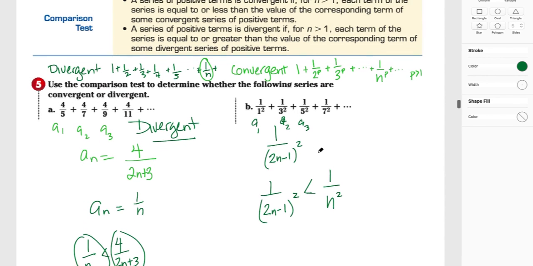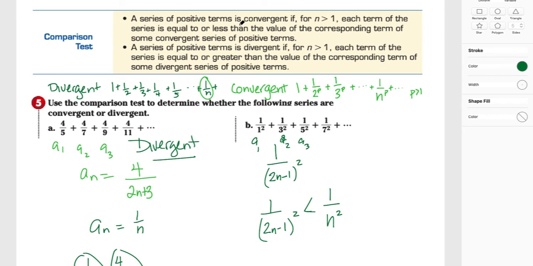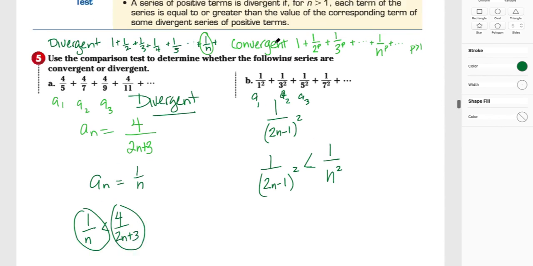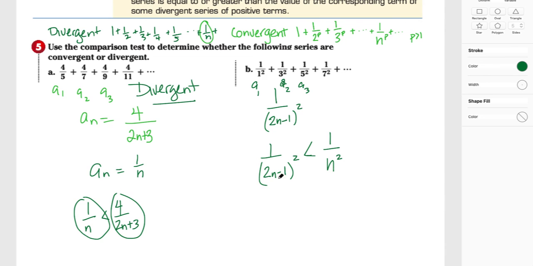And just like our information told us, if we have a series such that for each n greater than 1, each term is equal to or less than the value of a corresponding convergent series, then we know that it converges. So from this relationship with a known convergent series, we know that this is also convergent as well. All right.